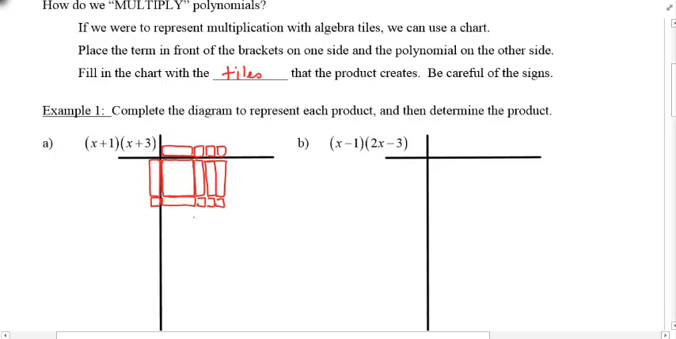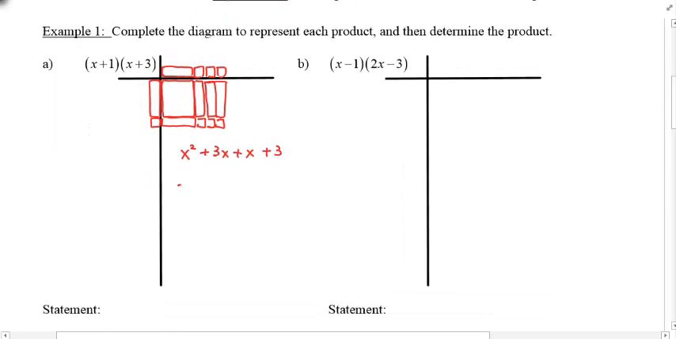So in essence, what we have here is x squared plus 3x plus another x plus 3. And of course, we can simplify that. And that just becomes x squared plus 4x plus 3. So your multiplication statement is as follows: x plus 1 multiplied by x plus 3 equals the answer x squared plus 4x plus 3.